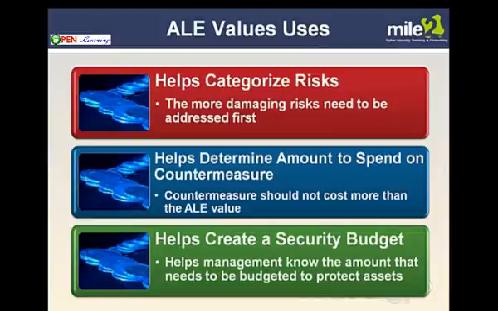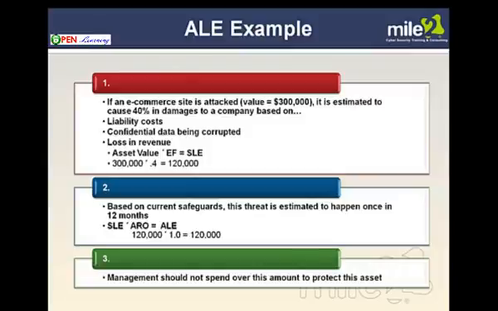So with the annualized loss expectancy, it really does have a lot of benefits. And of course, it helps categorize risks. We can figure out which risks need to be addressed first. It gives us an idea of how much we're willing to spend on a countermeasure, a control, something to put in place to try to mitigate the risk. You do not want your countermeasure to cost more than what you might lose on a yearly basis, the annualized loss expectancy. It also helps drive a security budget, where you can actually budget what you're going to have to purchase to make your environment more secure.